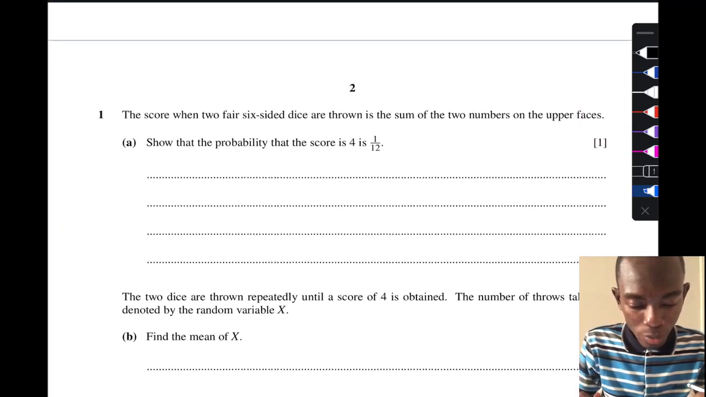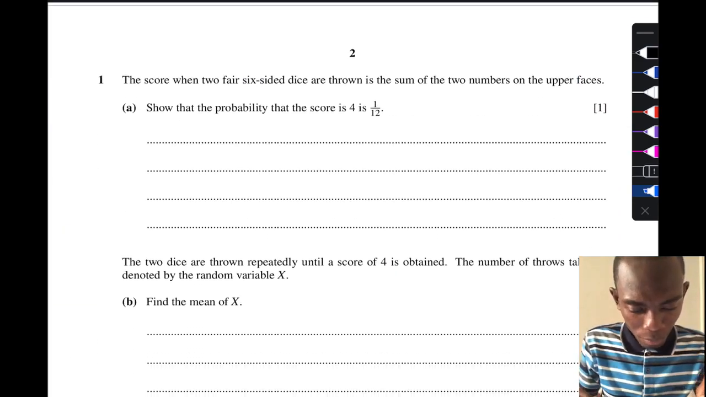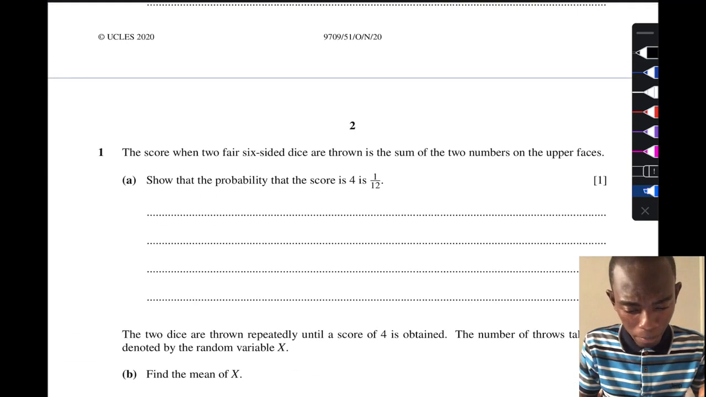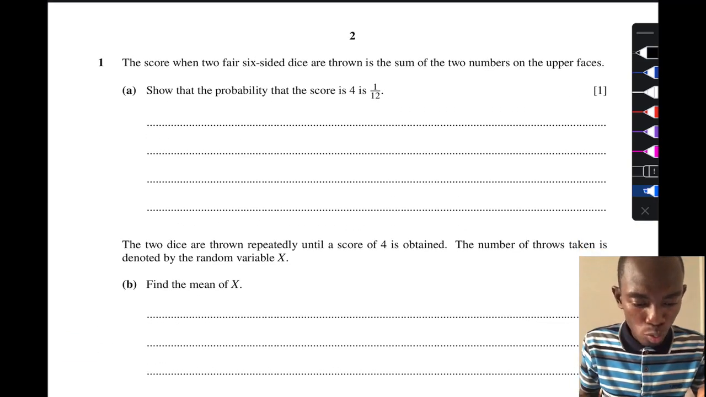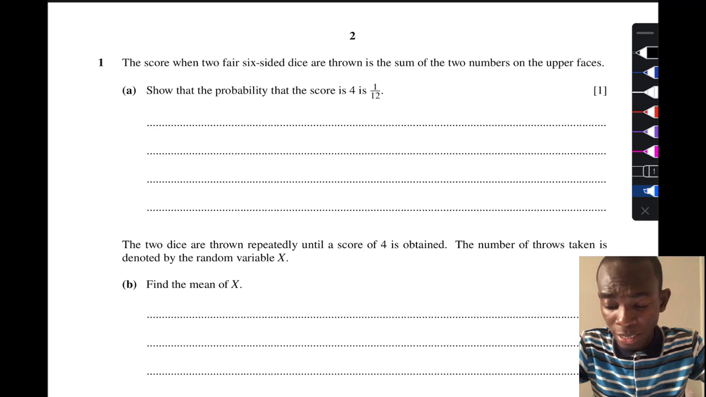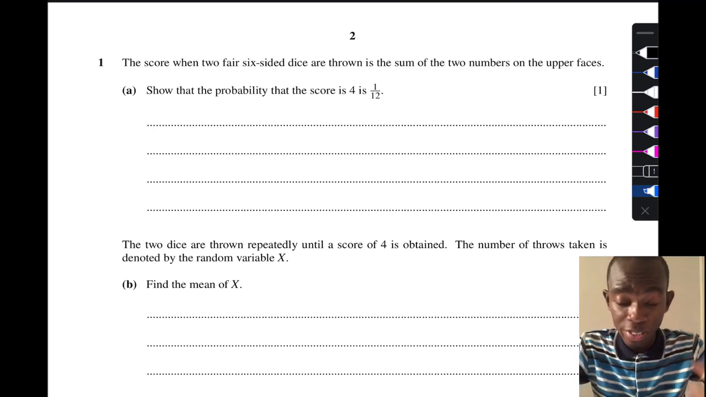Yeah. Now the next one is a question from 9709/51 May/June 2020. It says that the score when two fair six-sided dice are thrown is the sum of the numbers on the faces. So when you sum, that is the score. You should look for the probability that the score is 4. We are going to get this.